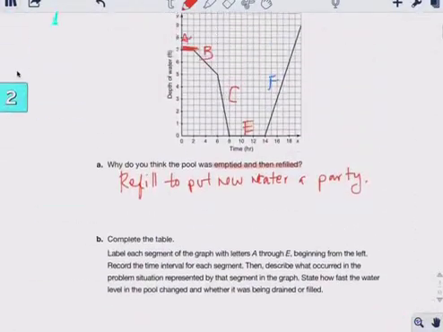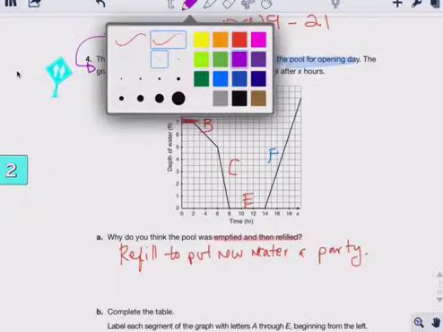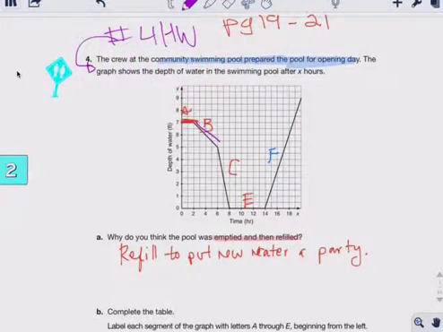2 to 6. 2 to 6, the slope is going down. They're draining the pool from 7 feet to 5 feet.